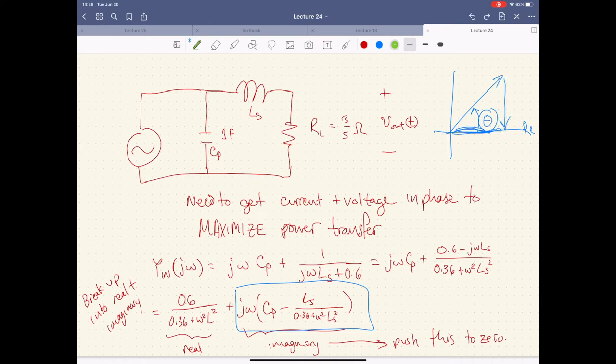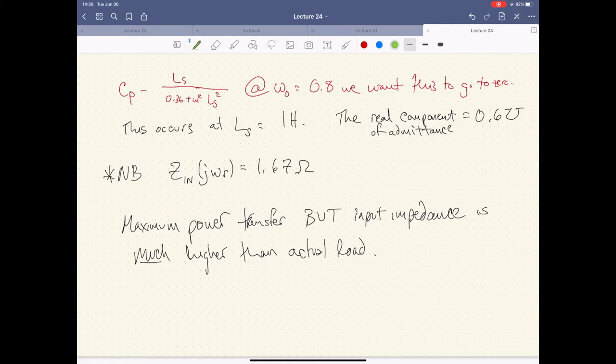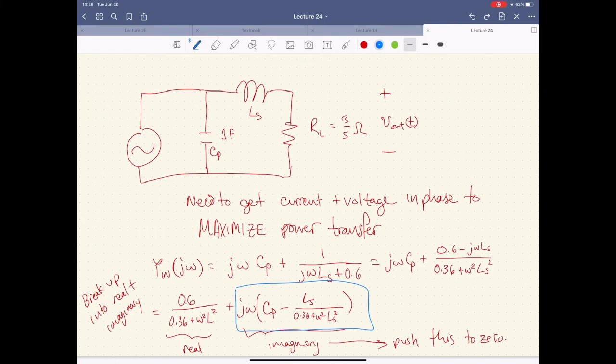Okay, so let's do that. Let's solve this equation. So this at, let's see, 0.8 for omega naught. We want to get rid of this. So we have a particular frequency that we're putting in, right? That we want to work nicely with this capacitor and this inductor. And so we're given the frequency for which we want this to behave properly, for which we want it to resonate. We use L sub S here because it's in series with this guy here, okay?